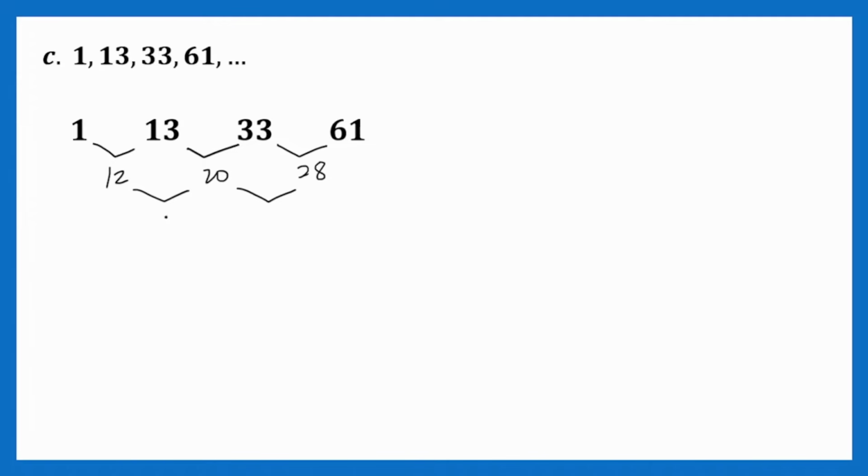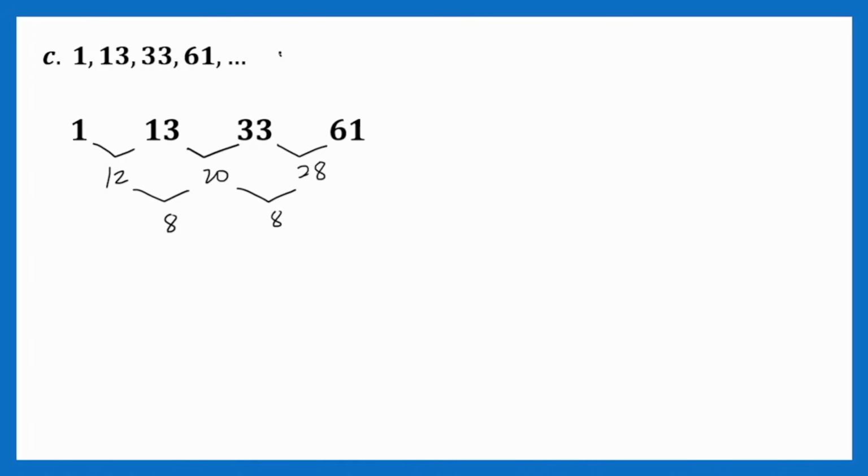Let's go with letter C. 1, 13, 33, 61. So, first, kuhanin ang dalawang differences. Alright? 13 minus 1, that's 12. 33 minus 13, that's 20. 61 minus 33, that is 28. Alright. Minus natin. Isa pa. 20 minus 12 is 8. 28 minus 20 is 8.